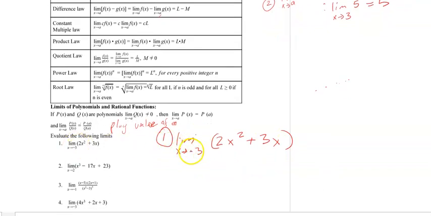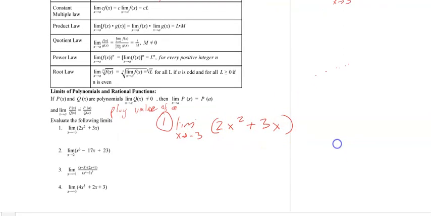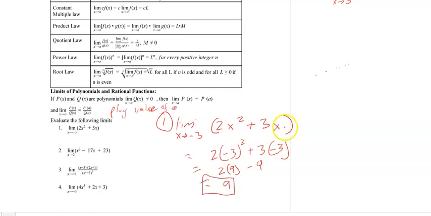The limit as x approaches -3 of 2x squared plus 3x, in parentheses. If we did that problem by just plugging in -3, that would be equal to 2 times -3 squared plus 3 times -3. It's going to be equal to 2 times 9 minus 9, which is 18 minus 9. That would be equal to 9.